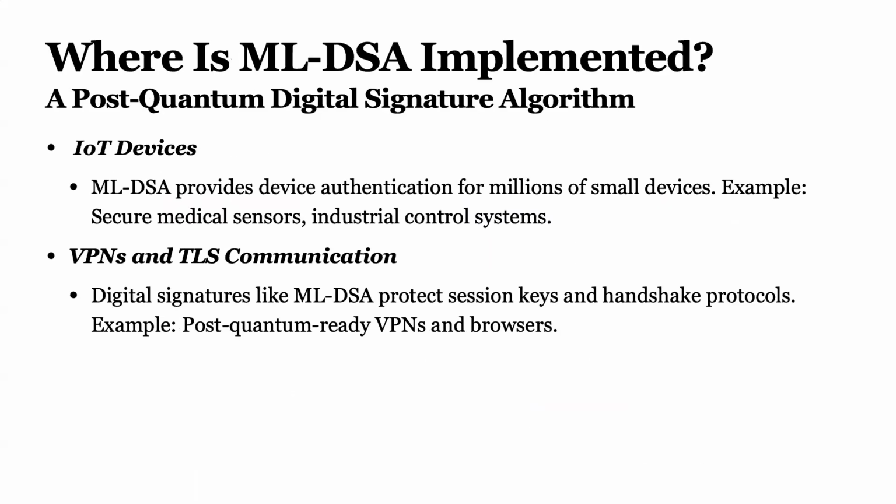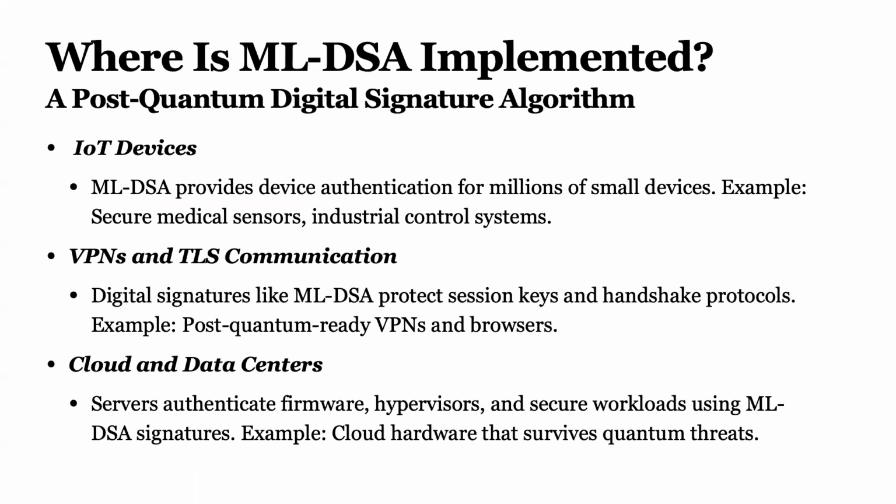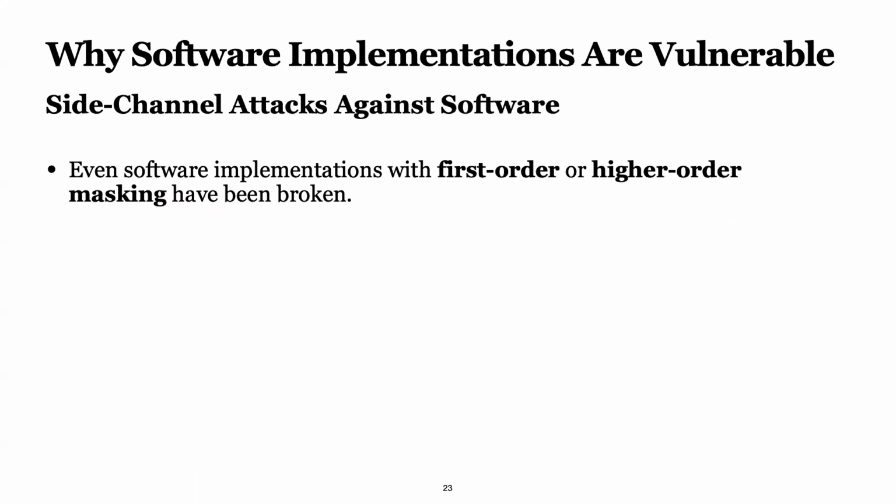So we are using ML-DSA almost everywhere: IoT devices, VPN, TLS communication, cloud, and data centers. But this implementation, as I said, is vulnerable. There's software implementation and hardware implementation. When I say hardware implementation, think about an FPGA, where we are building the gates, or an ASIC design. So it is not a CPU doing all the operations. In software, we have a CPU and we program the CPU with these operations.